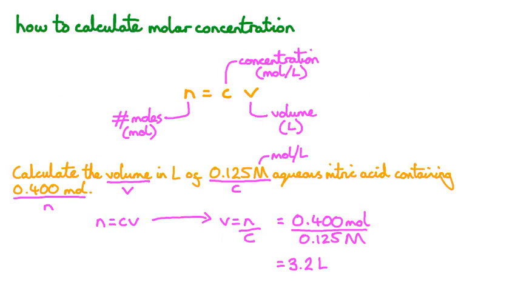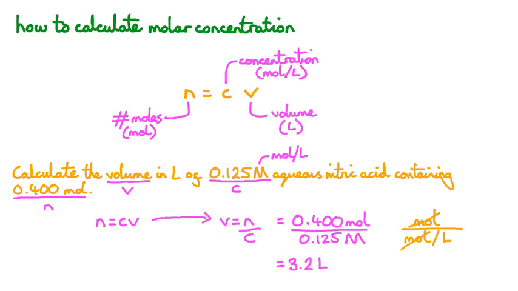We can double check our answer by doing some unit analysis. In our working, we've done moles divided by moles per litre. The moles are going to cancel, and dividing by per litre is going to leave us with litres. And litres, of course, are the correct unit for our volume.